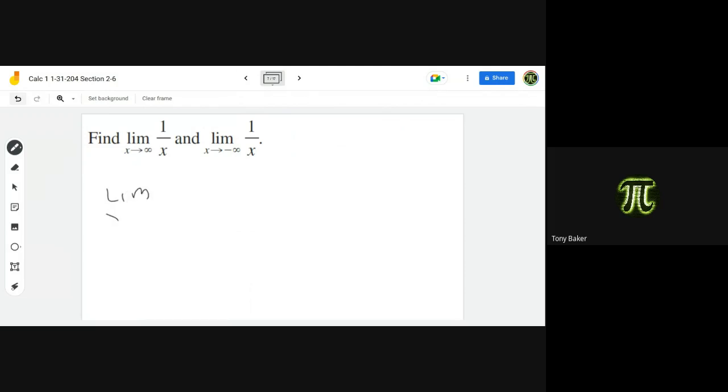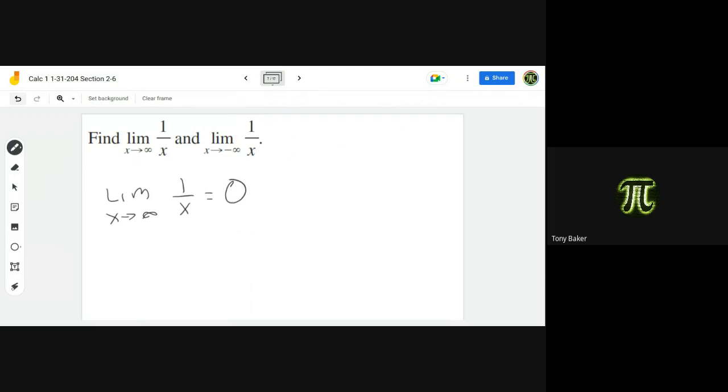So let's look at the first one. What's that going to equal? Zero. Why? It gets smaller and smaller and smaller as x goes to infinity. So think about a fraction, right? 1/2, 1/3, 1/4, 1/5, 1/10, 1/100, 1/1000. What's happening to it? It's getting smaller and smaller. So as I go to infinity, as the bottom gets infinitely large, that's going to go to 0.